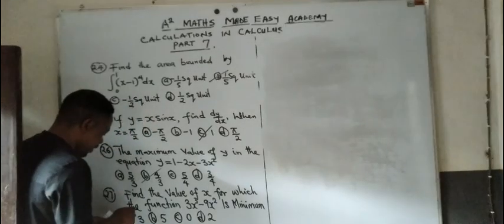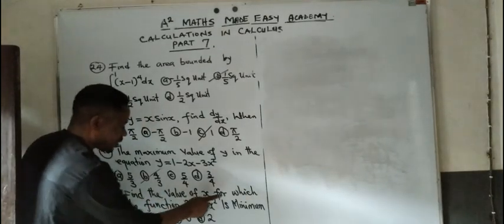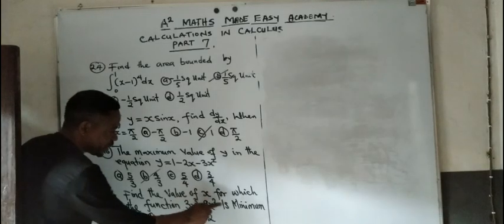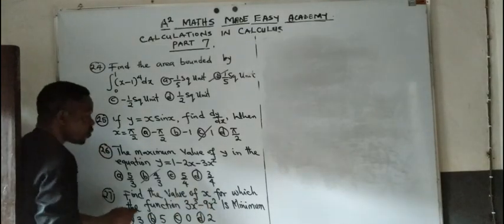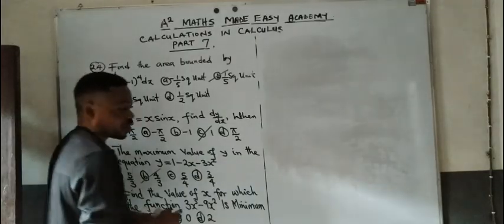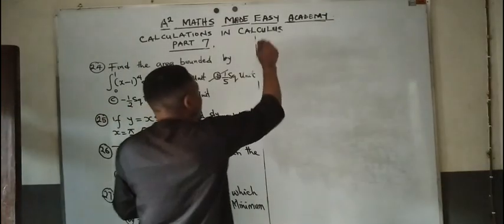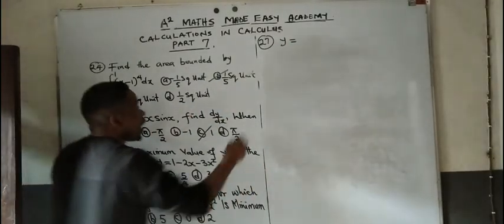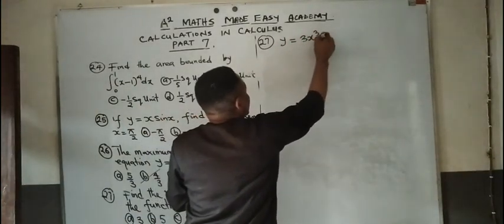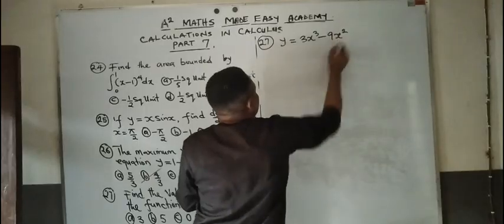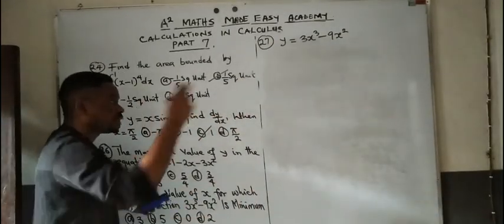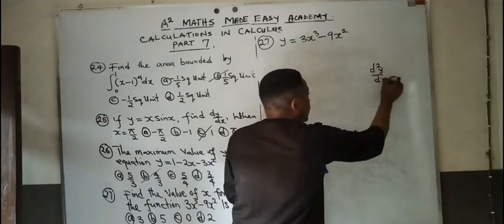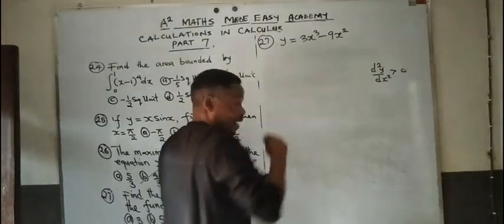Now watch. The question says, find the value of x for which the function 3x cubed minus 9x squared is minimum. We are looking for minimum now. Now I want you to observe something here. Watch. We are given that y is 3x raised to the power of 3 minus 9x raised to the power of 2. Remember, we are looking for minimum now. What is the condition for minimum? The second order derivative must always be greater than 0. Am I communicating now?